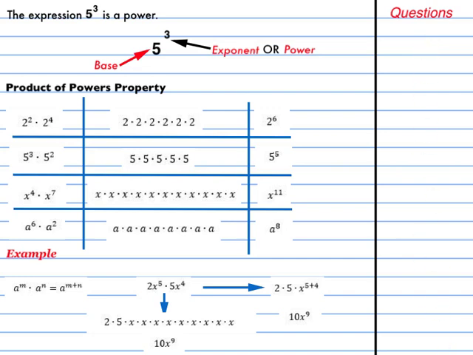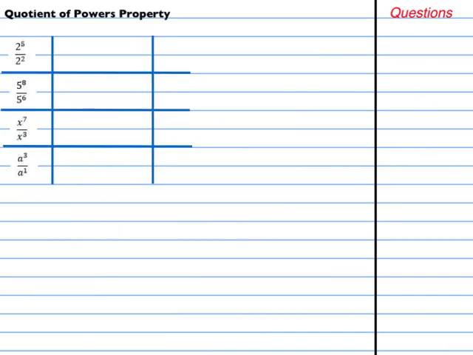So we have one more property I'd like to talk about today. This is the quotient of powers property. And so once again, we did product, which was multiplication. Quotient means division. So we have 2 to the 5th and 2 to the 2nd power.